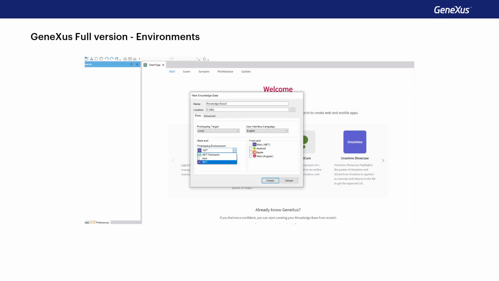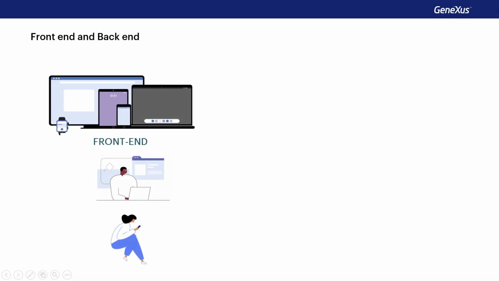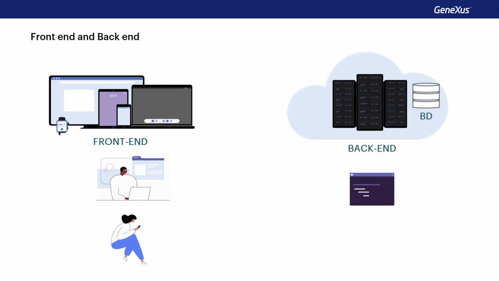Okay, a default environment is created when the knowledge base is created. If we have a full version of Genexus, the dialog box asks the user to select the programming language that will be used for the application's backend. The rest of the information must be configured through its properties. Remember that the front end is the part of the application that interacts with the users, while the back end of an application takes care of all its logic and programs, as well as the connection to the database, servers, and so on.